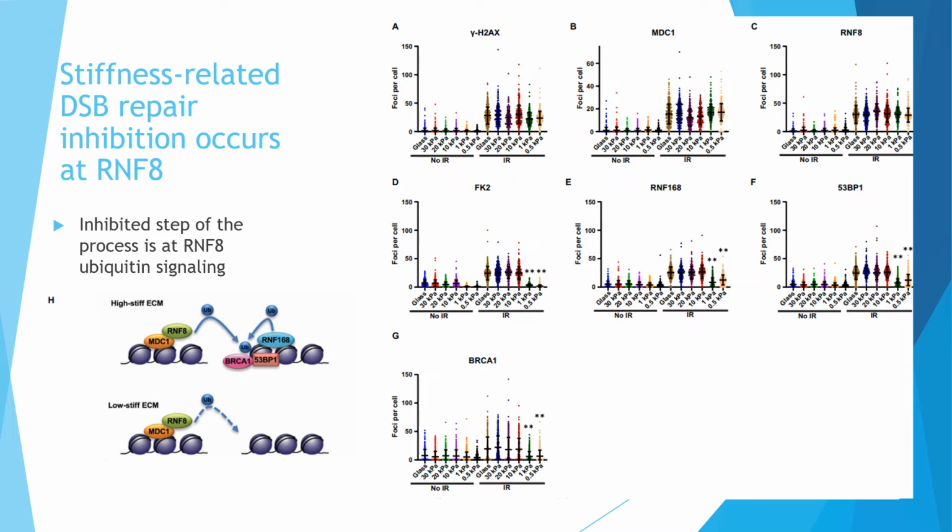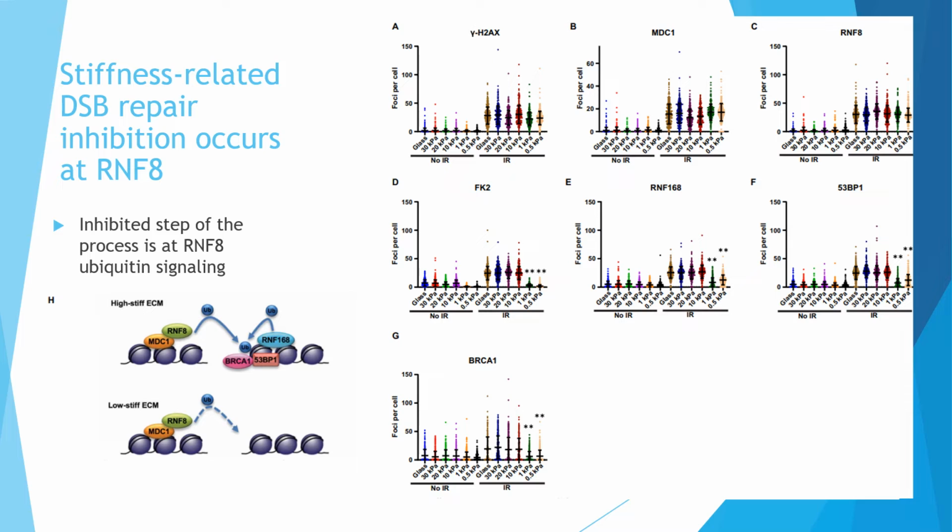And we can see that in panel A here, all of the cells on any stiffness of substrate exposed to radiation had significantly higher levels of gamma H2AX, which is associated with double-strand break repair, compared to cells that were not exposed to radiation. So this is expected. And then we actually see the same results in MDC1, so this is the next step of that repair mechanism. We see the same in RNF8, so that's the next step. So far, none of these steps have been inhibited by the soft substrate.